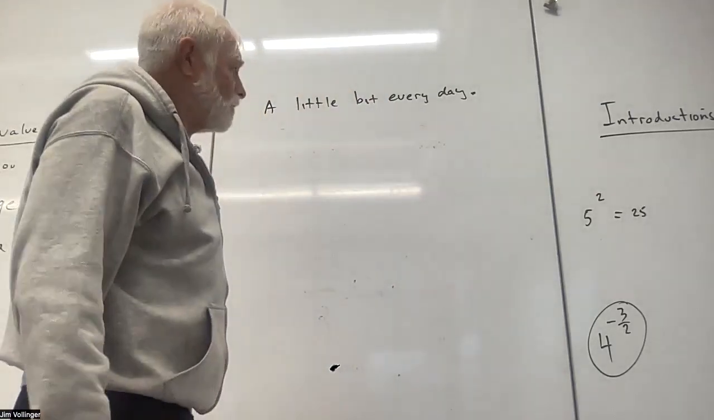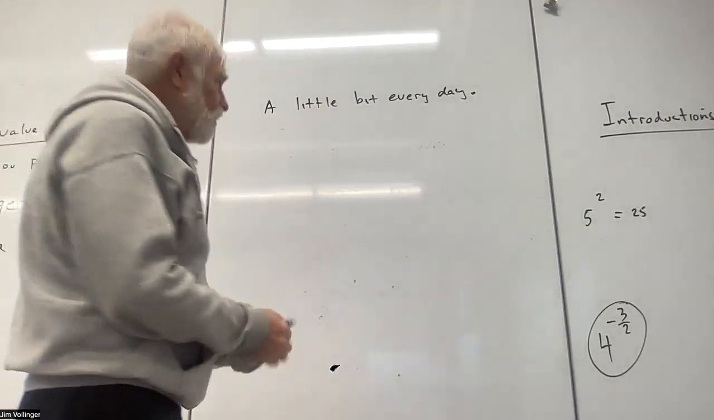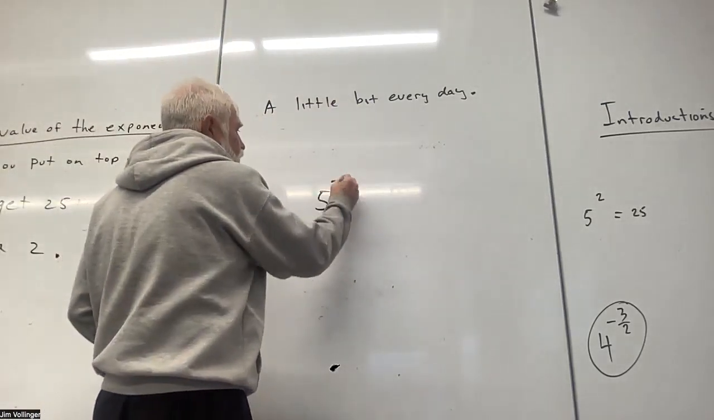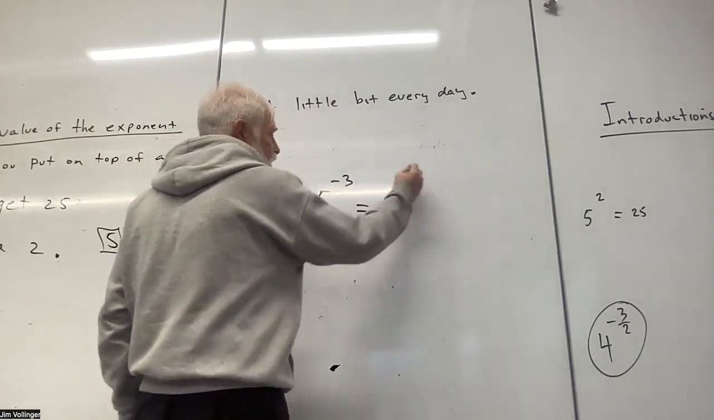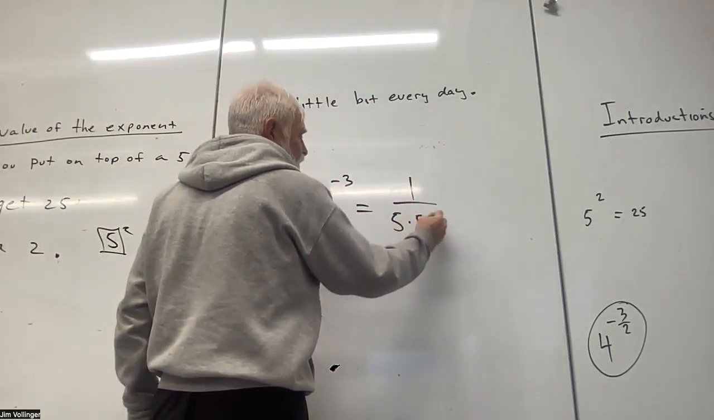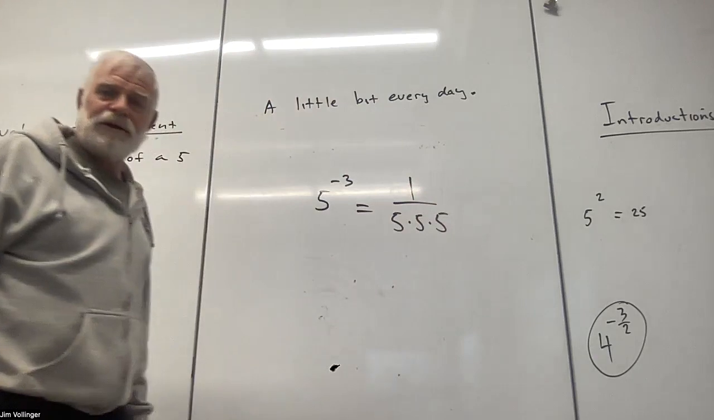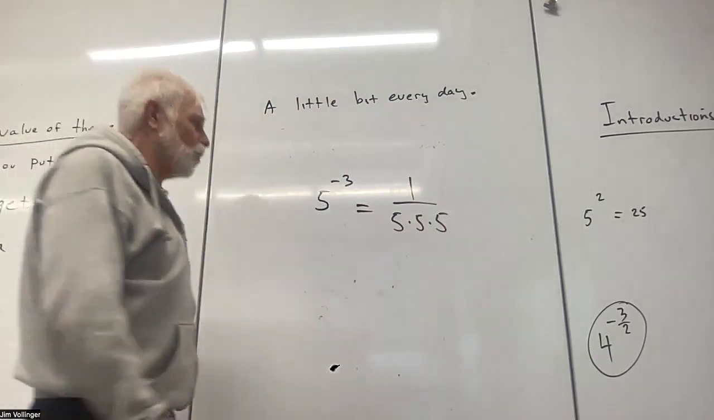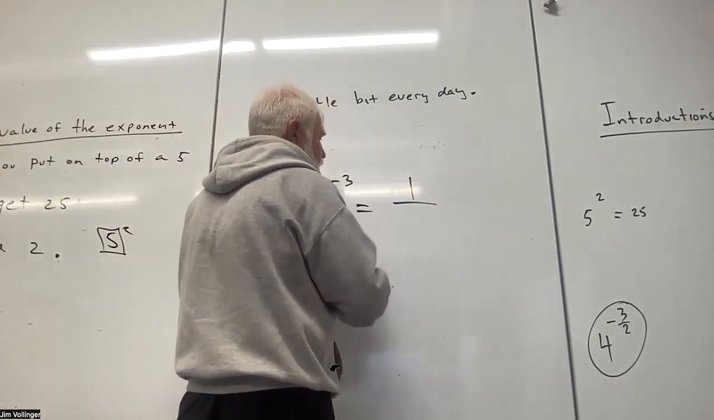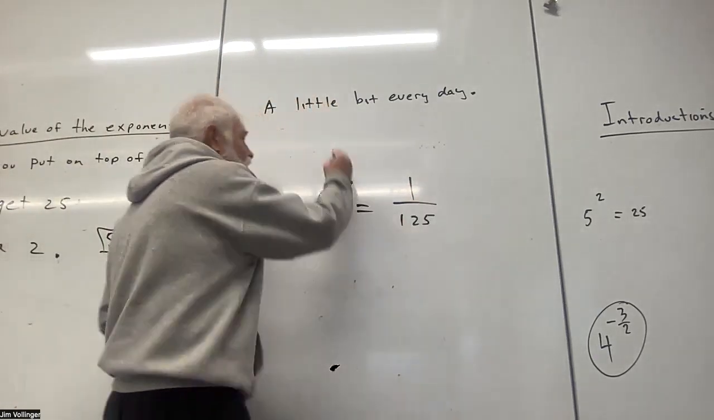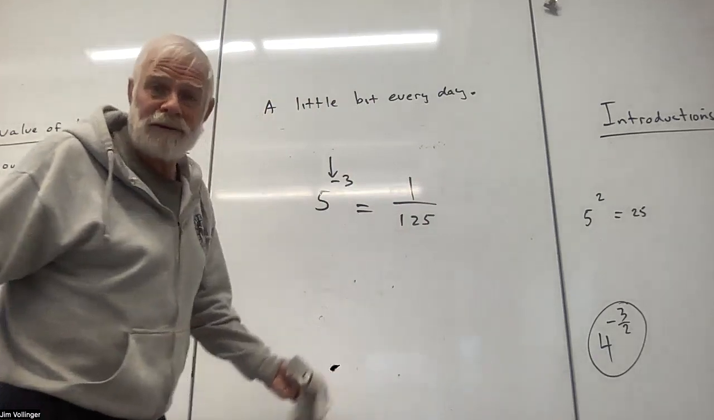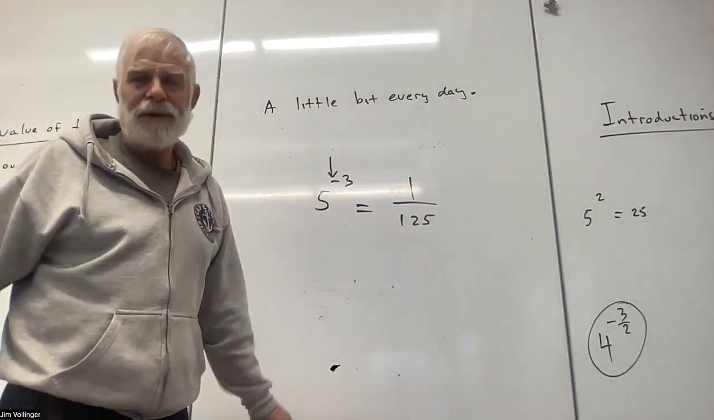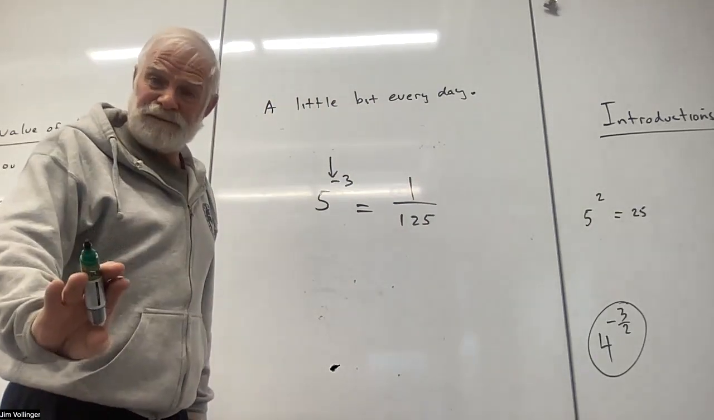All right, so now we've got negative exponents. So what's 5 to the negative 3? 5 to the negative 3 is 1 over 5 times 5 times 5. That multiplication is in the denominator, so 1 over 125. Okay, so now we know what a negative exponent is. Maybe I shouldn't say we know. A seed has been planted.